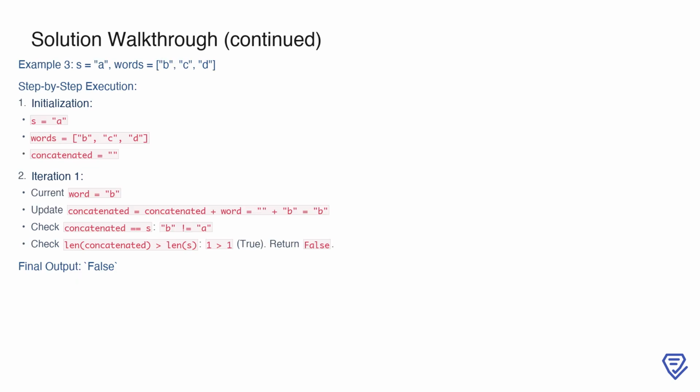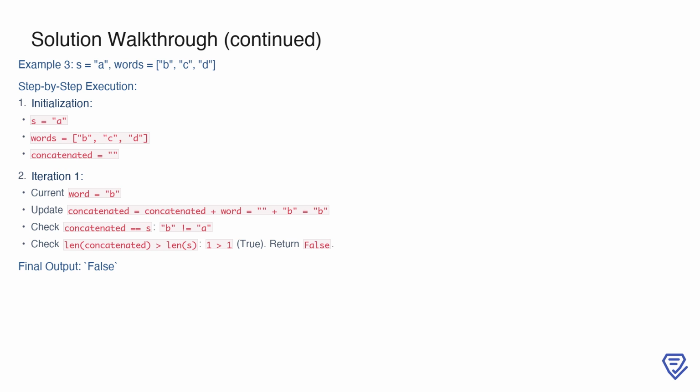In the third example, s is initialized to "a", and words contains "b", "c", "d". As usual, we start with concatenated as an empty string. In the first iteration, the current word is "b". Adding "b" to concatenated results in "b". Comparing concatenated with s, we see that "b" is not equal to "a".